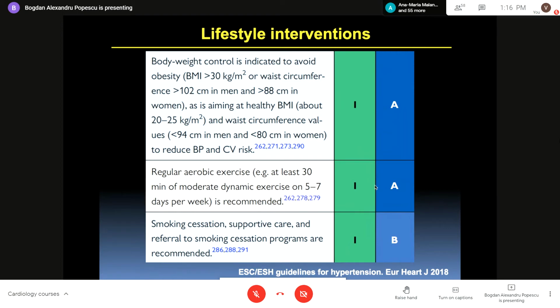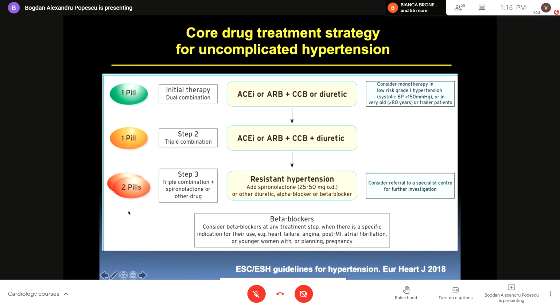We tend to forget this, but this is crucially important. Smoking cessation, supportive care to help with smoking cessation, also extremely important. So these were like lifestyle interventions.